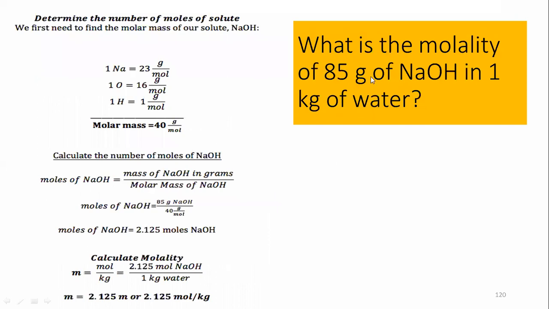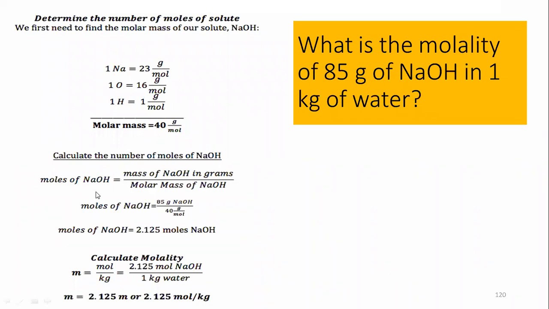So one data is given: what is the molality of 85 gram of sodium hydroxide in 1 kilogram of water? So let's suppose this is one of the data, and very basic information is given. That means first you have to calculate the molecular mass, and this is the way you can calculate the molecular mass, by summation of the individual masses of all the atoms present in the solute which you are going to prepare.